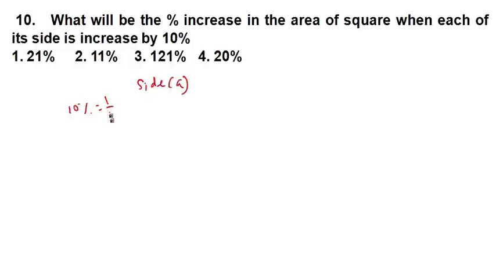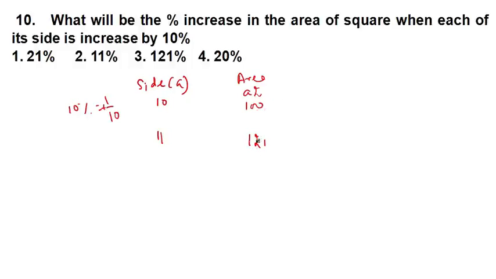It is 1 by 10. So before it was 10, now it got increased by 1. So total increase will be 11. Fine. And we know that area of a square is a square. So this 10 will become 100 and 11 square is 121. It means that before, area of the square was 100, now it got increased to 121.